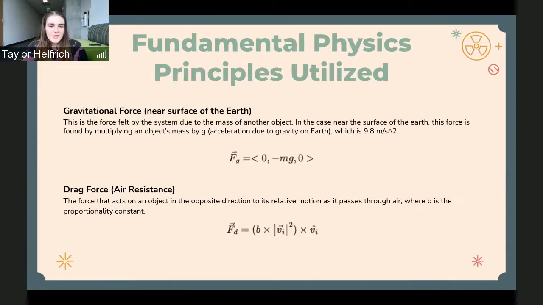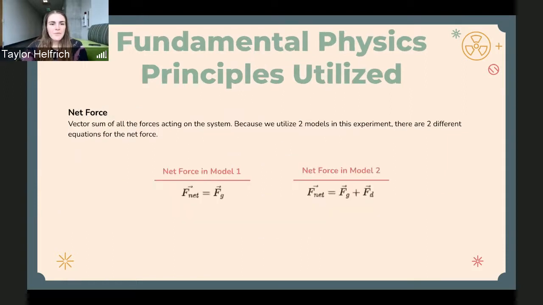And then we also looked at the drag force, which is the force that acts on an object in the opposite direction to its relative motion as it passes through air, where b is a proportionality constant. We also look at just net force in general, which is the vector sum of all the forces acting on the system, and we have two different net forces in this situation because we have two different models.